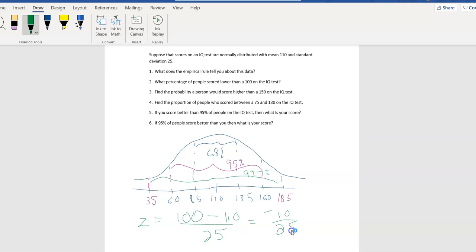And I'm going to get this as a decimal. So negative 10 over 25 is going to give me negative 0.4. Now we're going to look this z-score up on a table. And this z-score always gives us the probability that we are lower than whatever this value is. So in this case, that we're lower than 100. All right, so the probability that we're lower than 100 on the IQ test. So let's look up negative 0.4.